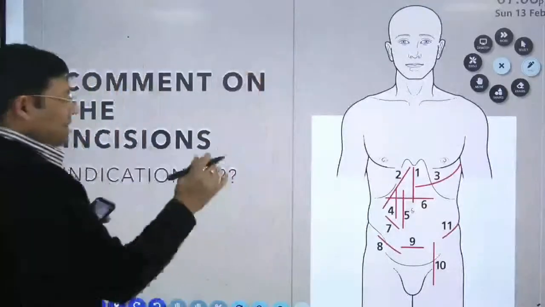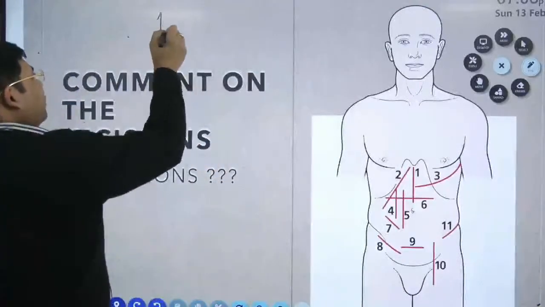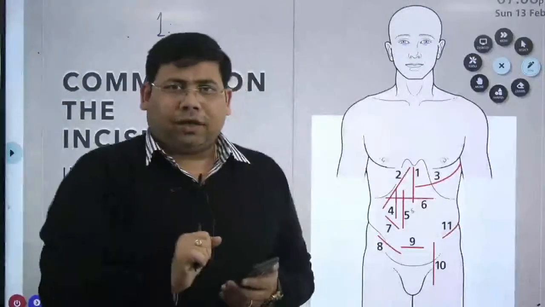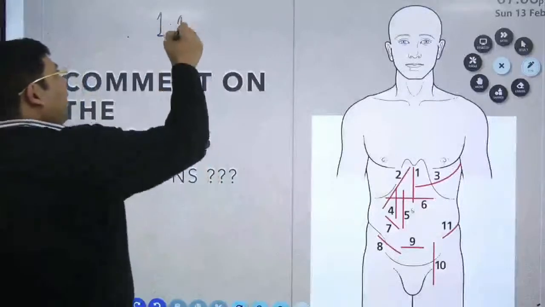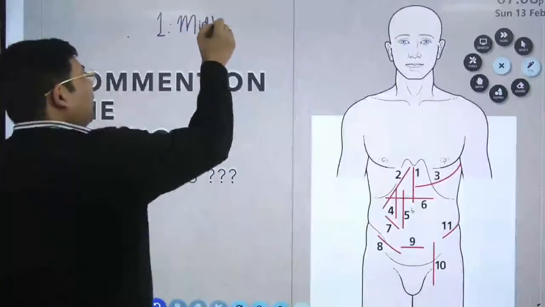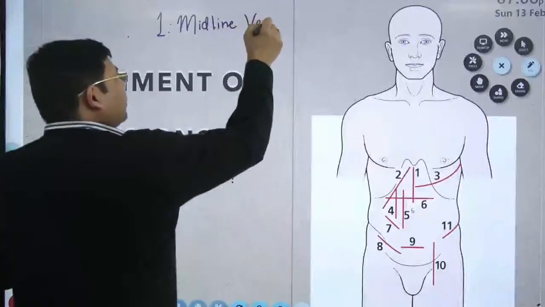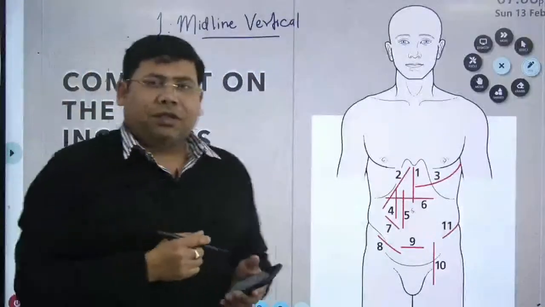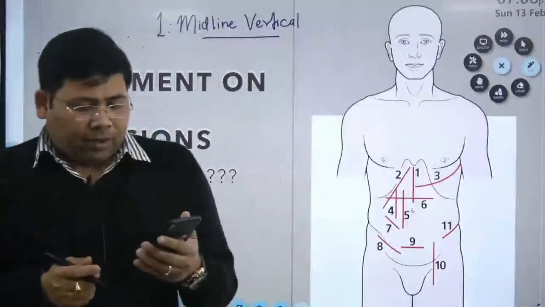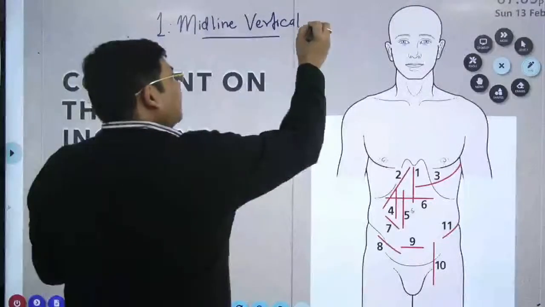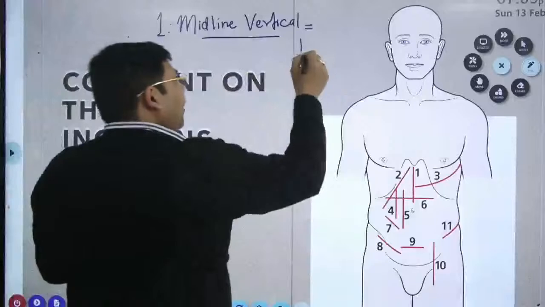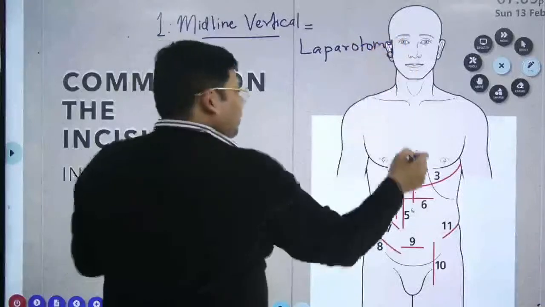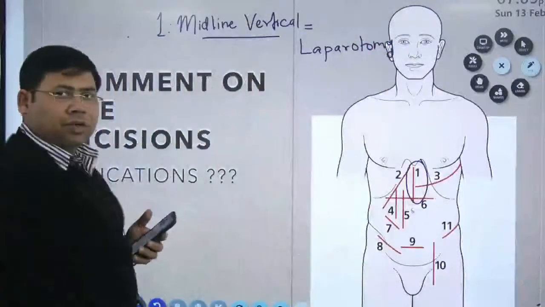So let us see one by one. What is the incision number 1 and what is the importance of that? Incision number 1 is a midline vertical incision. Now when we talk about midline vertical, what is so important about this incision? Where do we use this incision? This incision is made for laparotomy. This is the ideal incision that we make for laparotomy, the midline vertical incision.